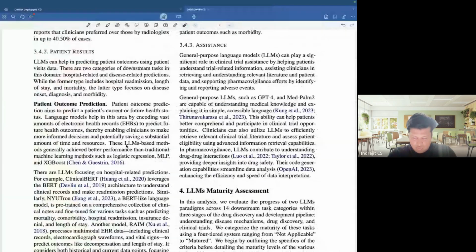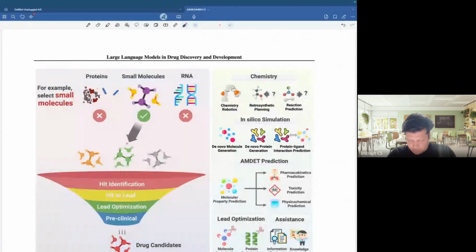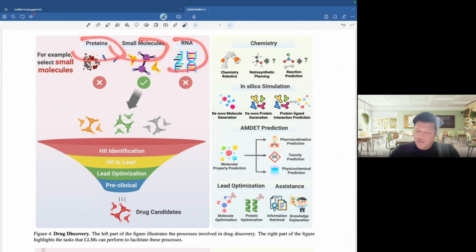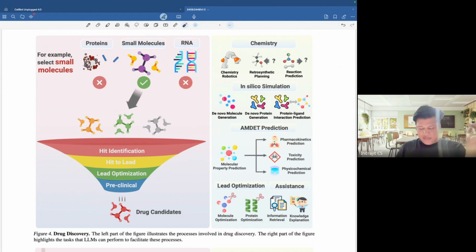So if you see the image here, right? You have these drug candidates, then you have the preclinical stage, then lead optimization, that hit to lead. The stage here comes from proteins, then small molecules and the RNAs, right? Here you would find these small molecules that go through this hit identification process, and then you would finally get the drug candidate. This is your end goal, right?